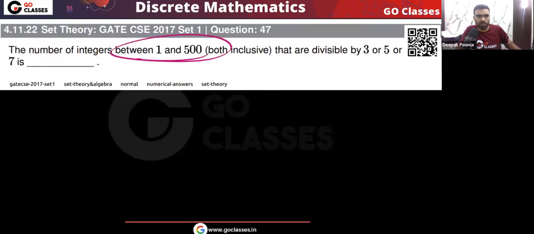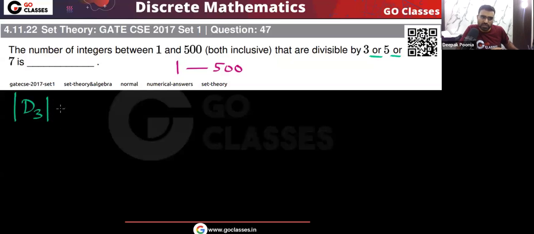So you can see, from 1 to 500, both inclusive. This range is already given to you. How many are divisible by 3 or 5 or 7? That will be given by the formula we have already seen. Let me first tell you how many will be divisible by 3. The number of integers divisible by 3 will be equal to 500 divided by 3, floor.